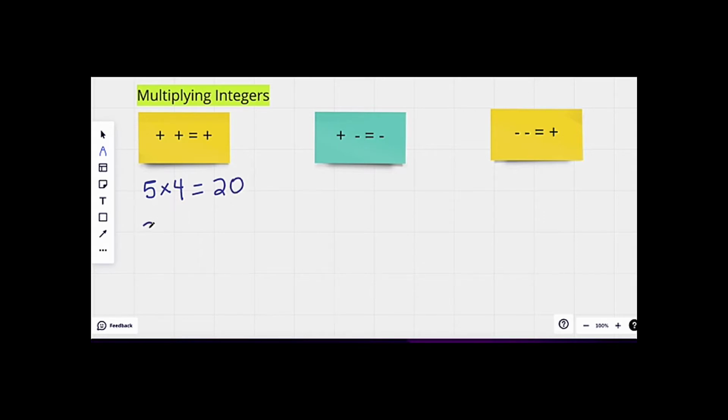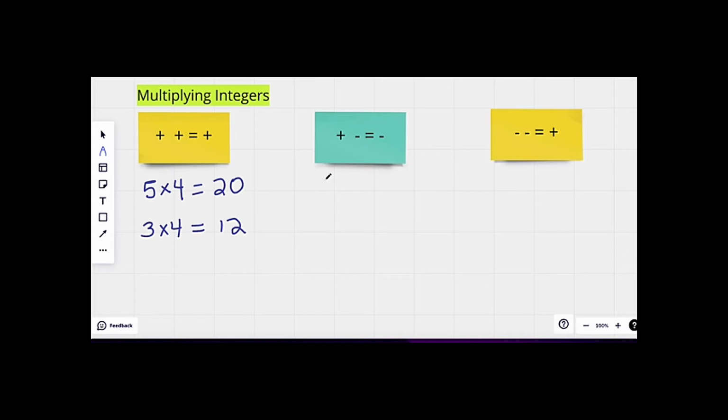Or we've got 3 times 4. Since both of these numbers are positive, our answer will also be positive. 3 times 4 is 12, and it is positive 12. Remember, we don't need to put a positive sign in front of the number because we know they're positive if they don't have a negative sign in front of it.